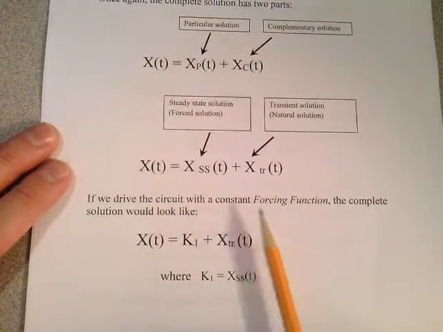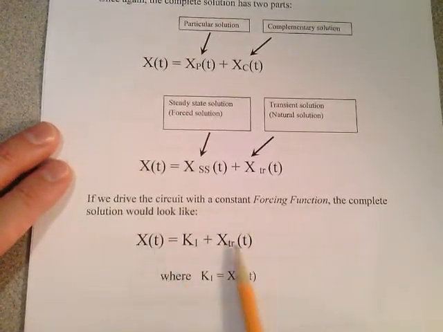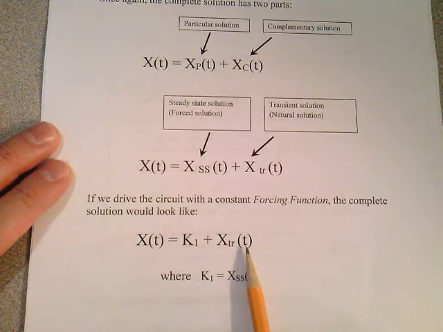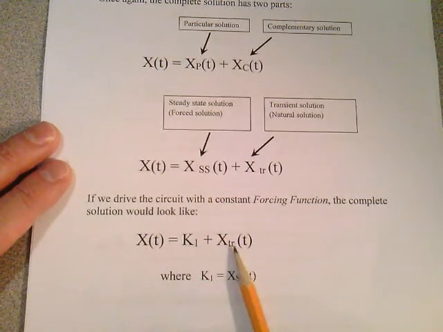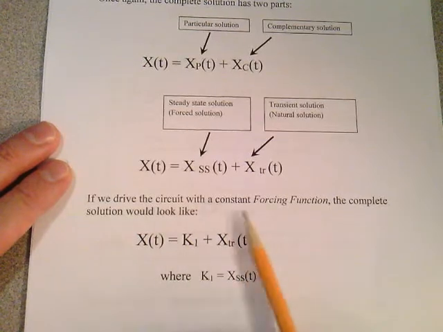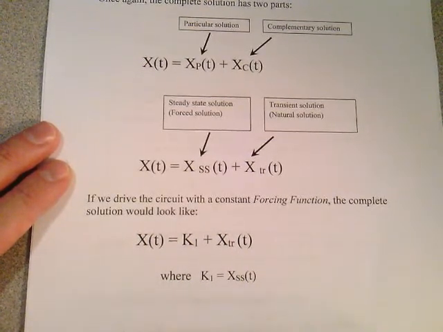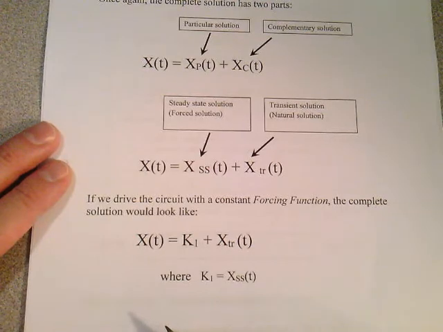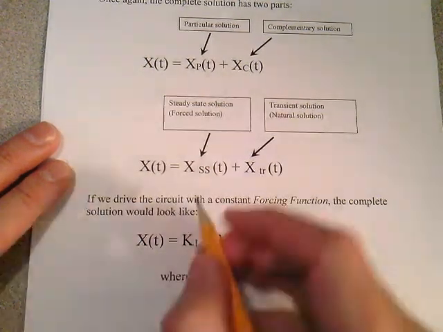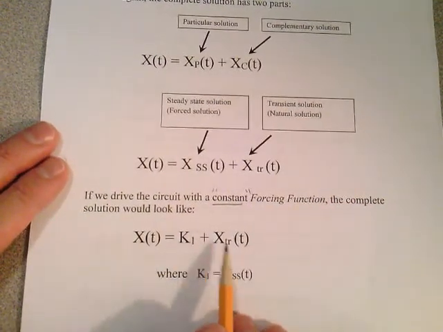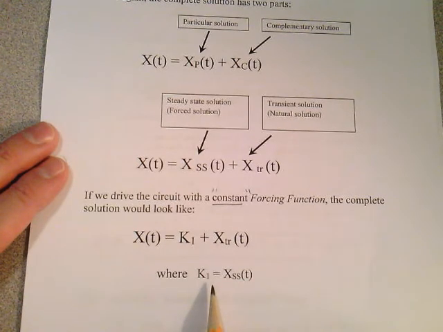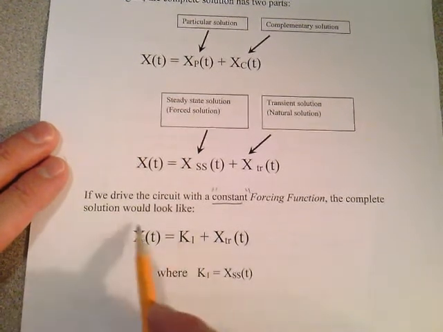If we drive the circuit with a constant forcing function, the complete solution would look like this, where K1 is equal to the steady state solution, obviously, up here. Keep in mind, we are going to drive these with a constant forcing function, a step response, a voltage or current, where we're closing a switch to a battery or to a source of current or voltage as a step response. We're going to have a constant forcing function. It's going to simplify this. But that's going to be our form. And you'll see that when we get some circuits. You'll look at that and you'll say, yeah, that makes sense.